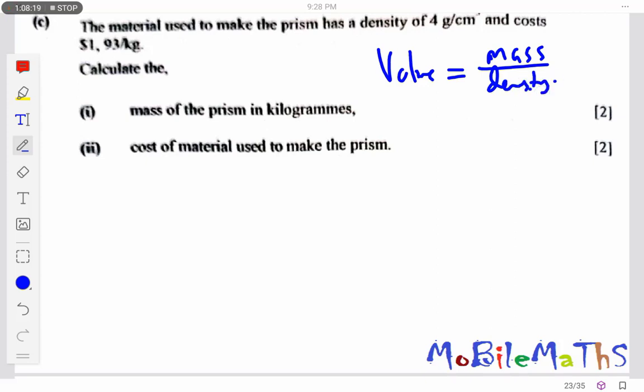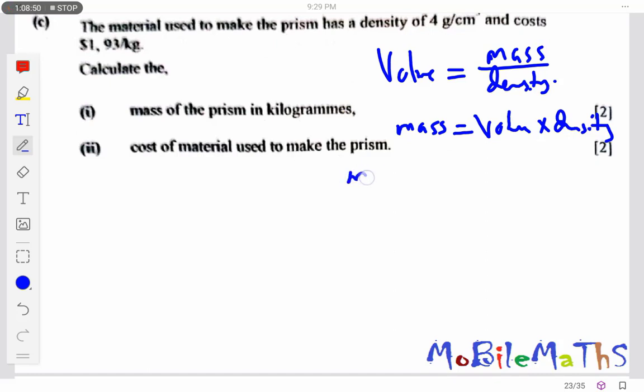Okay, like that. So when we have this, what are we looking for? We are looking for mass. I can make mass the subject of the formula and say my mass is going to be equal to volume times density. This is the formula we are going to be using. My volume, we have just calculated it before, or we were given as 1728. Then my density, we are given as 4 there, so we can get the mass.